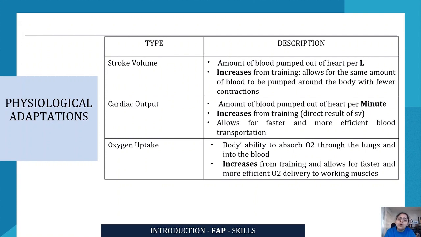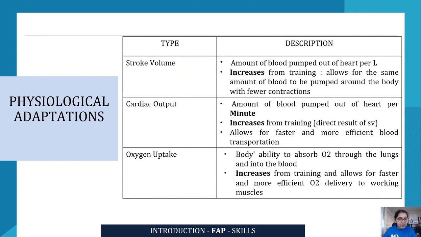And cardiac output also allows for faster and more efficient blood transportation. So it increases from training, and we see that the process becomes faster and more efficient as well. Oxygen uptake. So as the name suggests, oxygen uptake refers to the body's ability to absorb oxygen through the lungs and into the blood, and it increases from training as well, allowing for faster and more efficient oxygen delivery to working muscles. So if you have any questions, please feel free to ask.